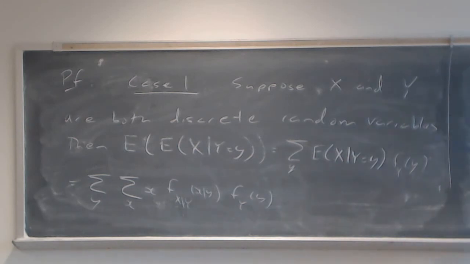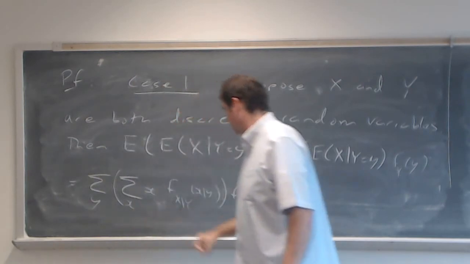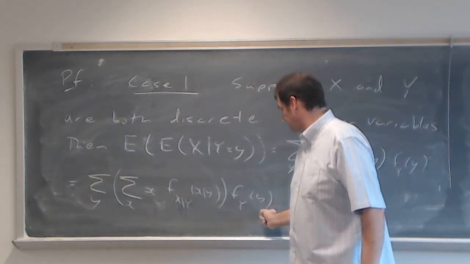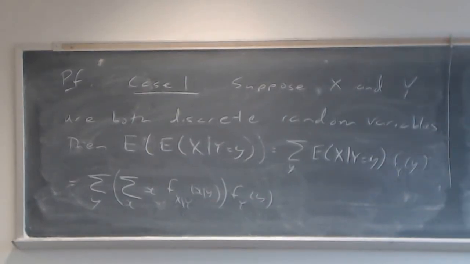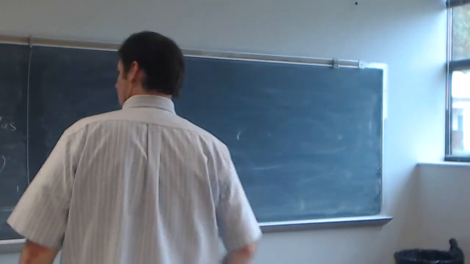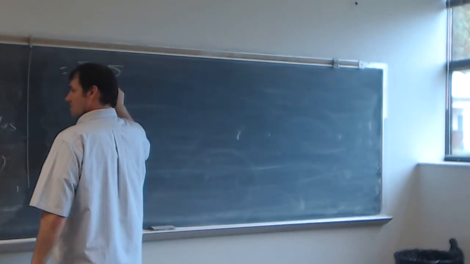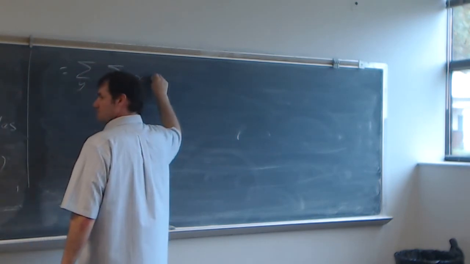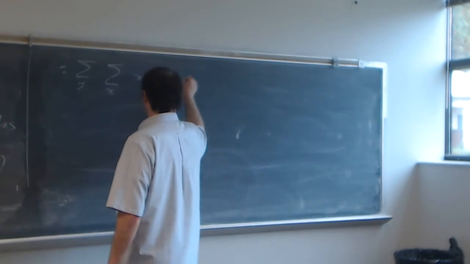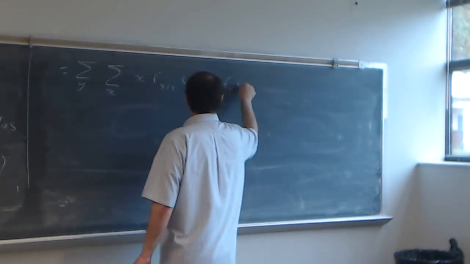Now, really, this has parentheses about it, okay? But this is a constant with respect to x, so I can pull it inside. Let me just do that for clarity in the next line. This is the sum over the y values, sum over the x's of x times f sub x given y, x given y, times f sub y of y.